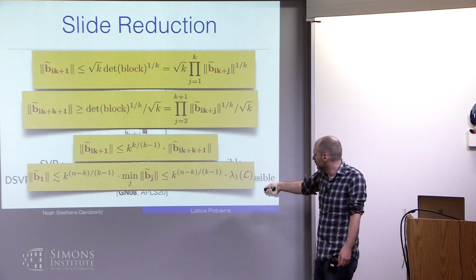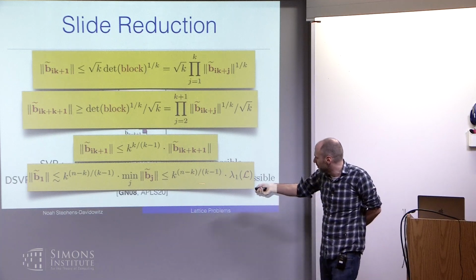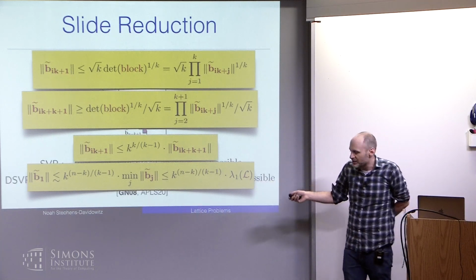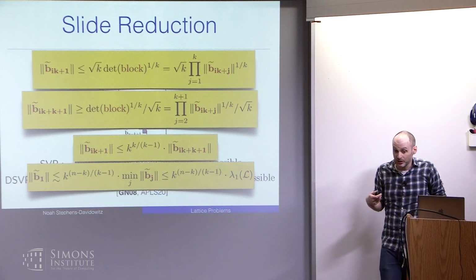So this is the headline result. We can reduce approximate SVP with this approximation factor, essentially k to the n over k, to exact SVP in dimension k.